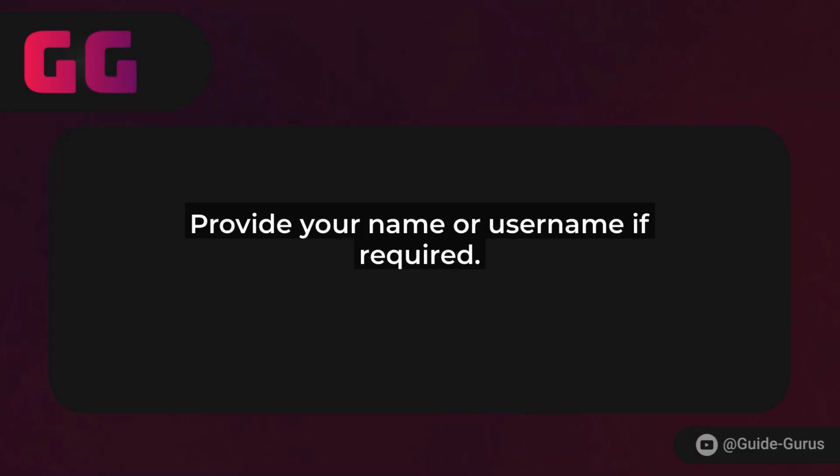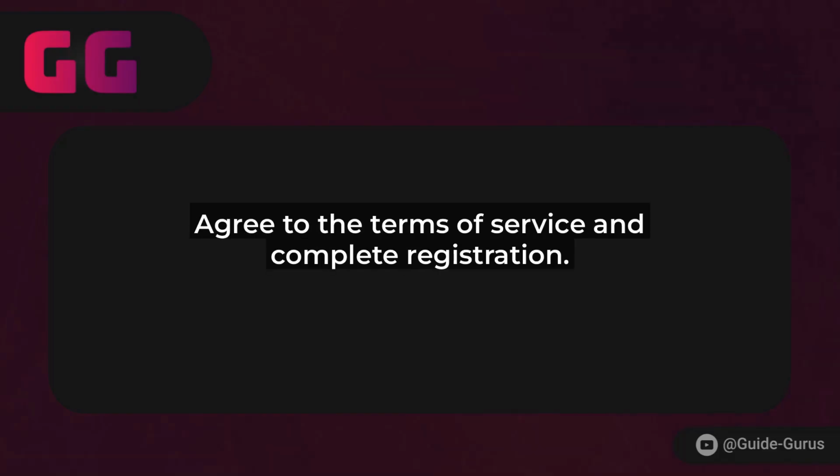Now, for step 2, you'll need to enter your details. Start by providing a valid email address. Make sure it's one you check regularly because Vimeo will send a verification link. Next, create a strong password, at least 8 characters, mixing letters, numbers, and symbols for security. If prompted, you might also add your name or choose a username. This helps personalize your profile.